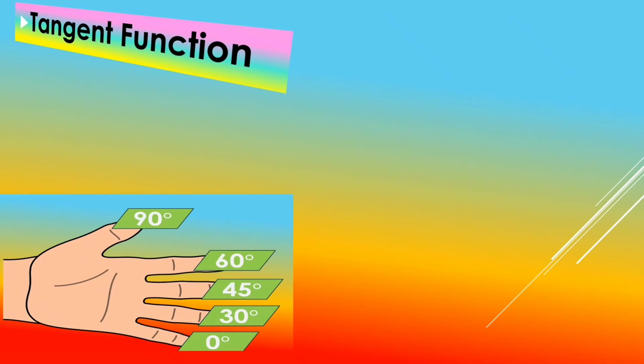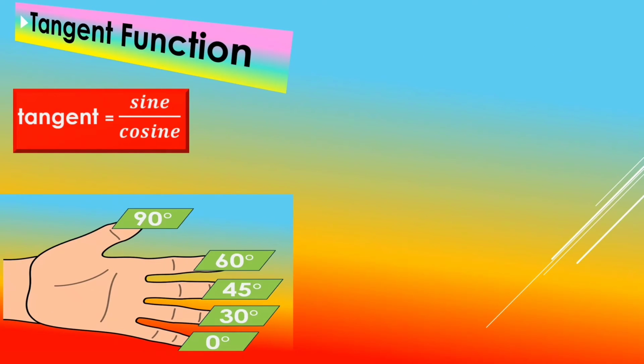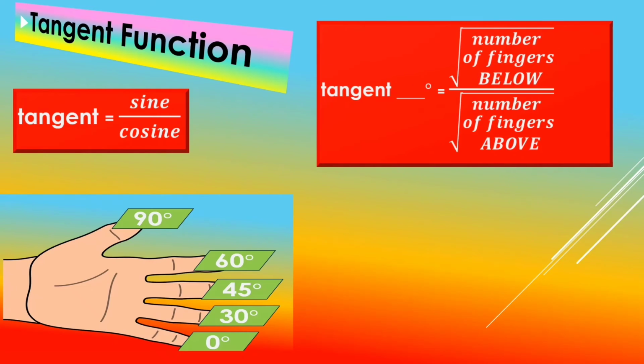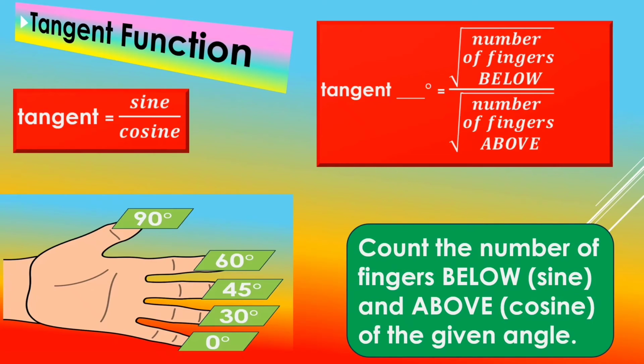For tangent function, tangent is equal to sine over cosine. So tangent of the given angle is equal to the square root of number of fingers below over the square root of number of fingers above. So you are going to count the number of fingers below for sine and above for cosine of the given angle.